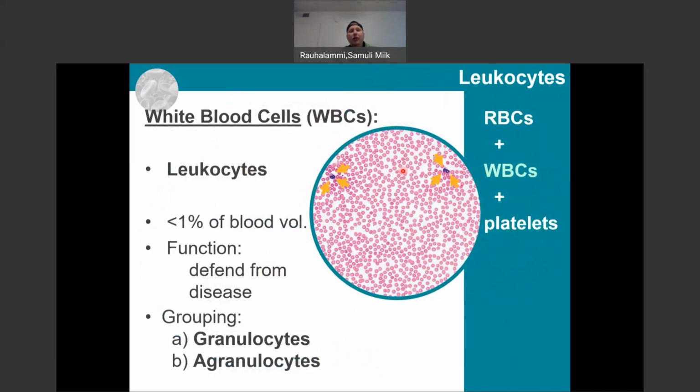Let's have a look at the next group, which is going to be our white blood cells. So the proper term to use is leukocytes. You remember they are not as numerous as our red blood cells, less than 1% of the blood volume. So in this field of view of the blood smear, we only see about 2 white blood cells. White blood cells are characterized by a little larger size if we compare them to the red blood cells on a microscopic scale.